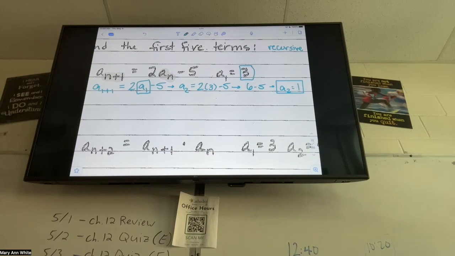To find my third term, I'm going to take the number I just found and plug that into my equation. So basically now we're thinking of this in terms of n is 2. So a sub 2 plus 1 is equal to 2 times a sub 2 minus 5, which gives me the third term, 2 times 1 minus 5. Now, the more we do, you probably won't write these first steps, but if you are confused on how we get to the next piece, this is what I want you to think about. I'm plugging in that a sub 2, which is 1. So 2 times 1 is going to be 2. 2 minus 5 is going to be negative 3. So my third term is negative 3.